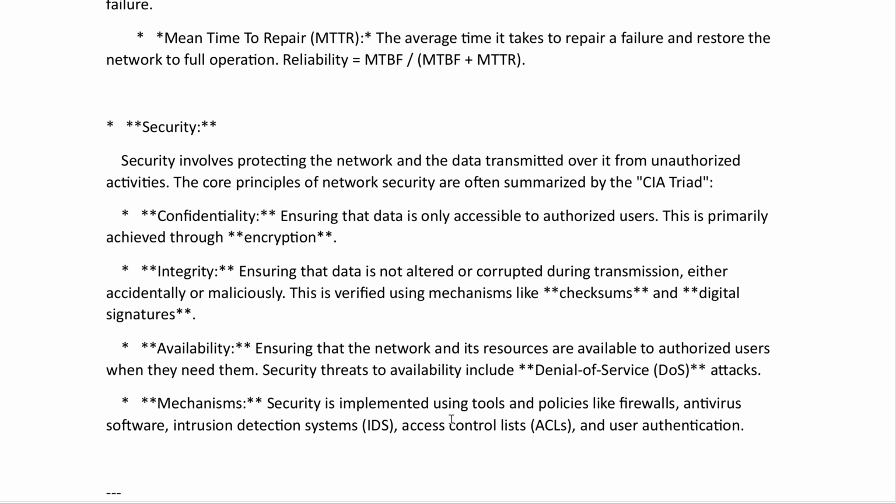Mechanisms for security: security is implemented using tools and policies like firewalls, antivirus software, intrusion detection system, that is IDS, access control list, that is ACL, and user authentication.